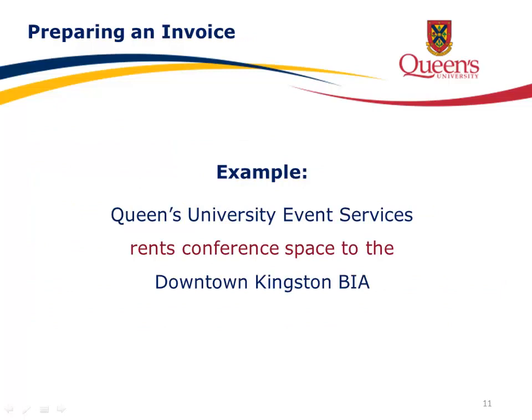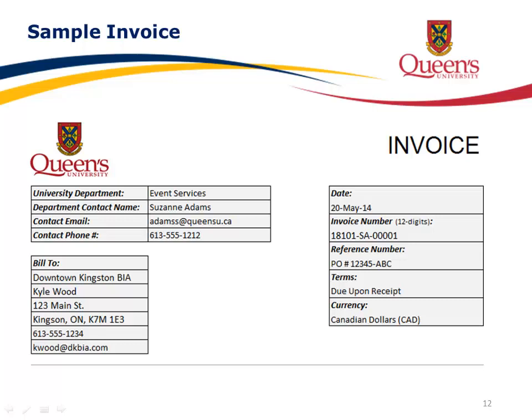Suppose Queen's Event Services rents conference space to the Downtown Kingston Business Association. Looking at our sample invoice, the following information has been completed by the originator, in this case, Suzanne Adams, beginning with the top left section of the invoice. The billing department is Event Services. The departmental contact name is Suzanne Adams. Ms. Adams includes her email address and telephone number.